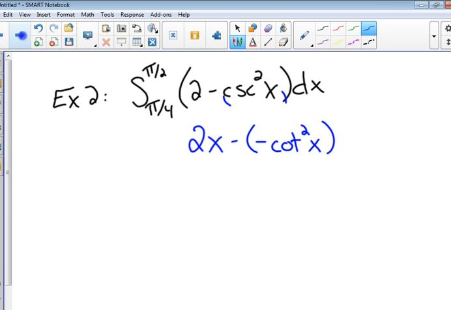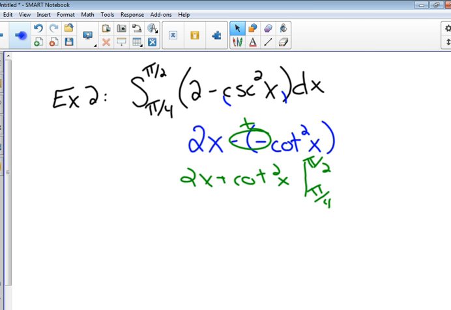Okay. All right, so in here, let's clean this up a little bit. What can we make this? 2x plus cotangent squared x. Nice. Now we're going to integrate this thing from pi over 2 to pi over 4. Okay. I'm going to leave you guys with this part. Pi over 2 is like 90. Pi over 4, 45. You got it, Lydia. Good job.